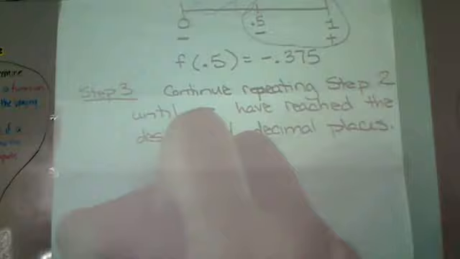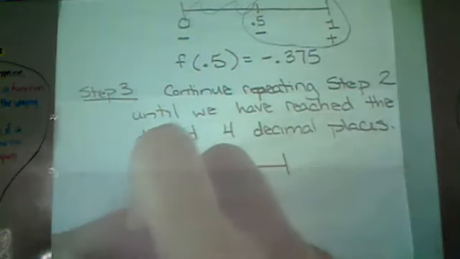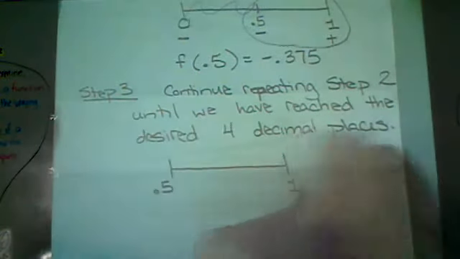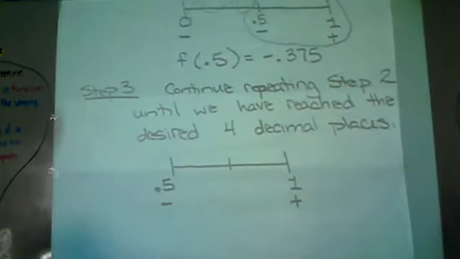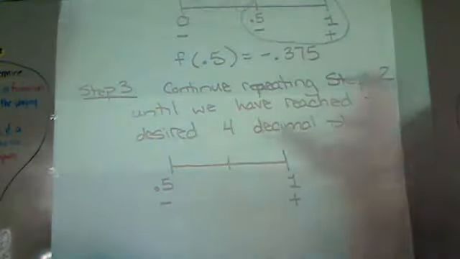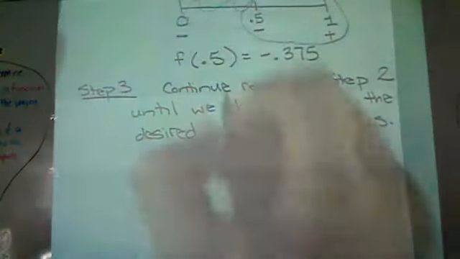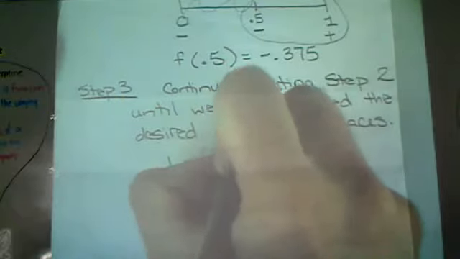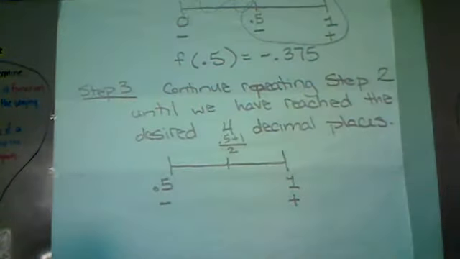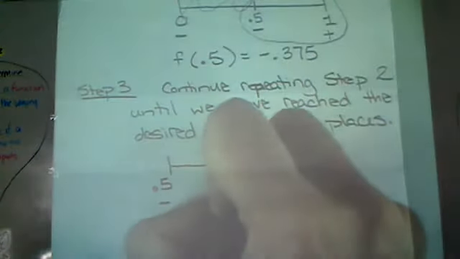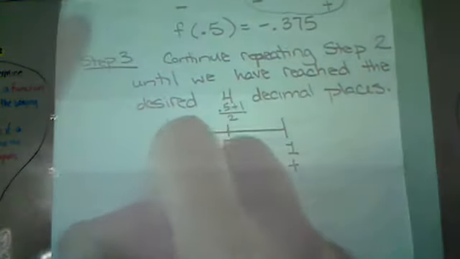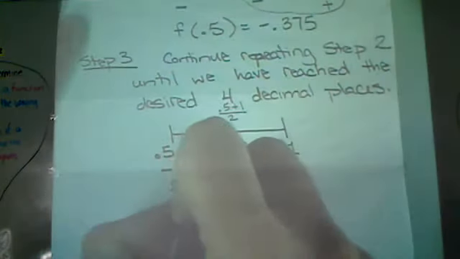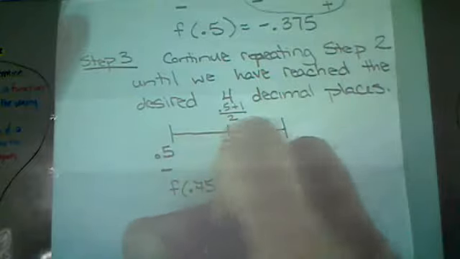All right, so here's our new interval. 0.5, 1. We need the number that's halfway between 0.5 and 1. If you don't know how to do this, you could just add them together: 0.5 plus 1 divided by 2. What is 0.5 plus 1 divided by 2? It is 0.75. We need to check the sign at 0.75. We need to know, is this value above or below the x-axis?